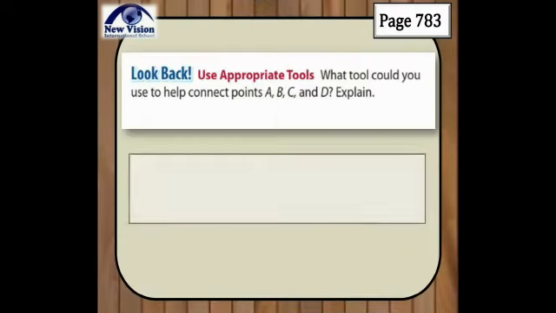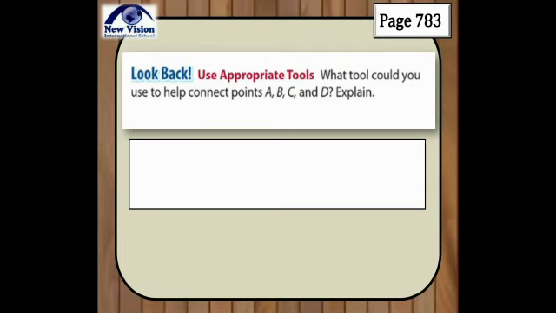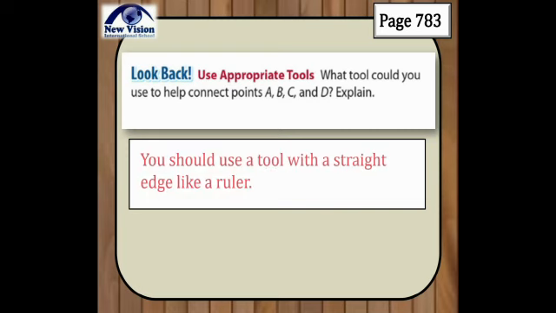Alright, let's continue. Look back. What tool could you use to help connect points A, B, C, and D? Explain. So what is the tool that we use in connecting the points? You should use a tool with a straight edge like a ruler.